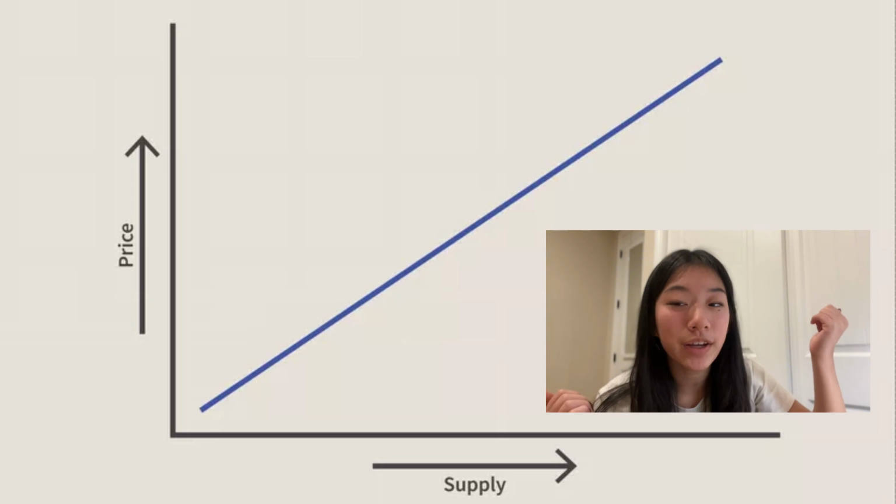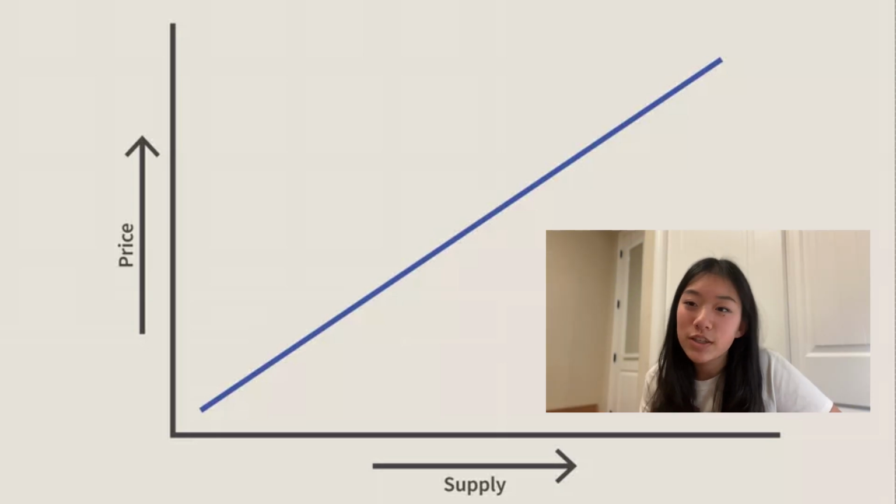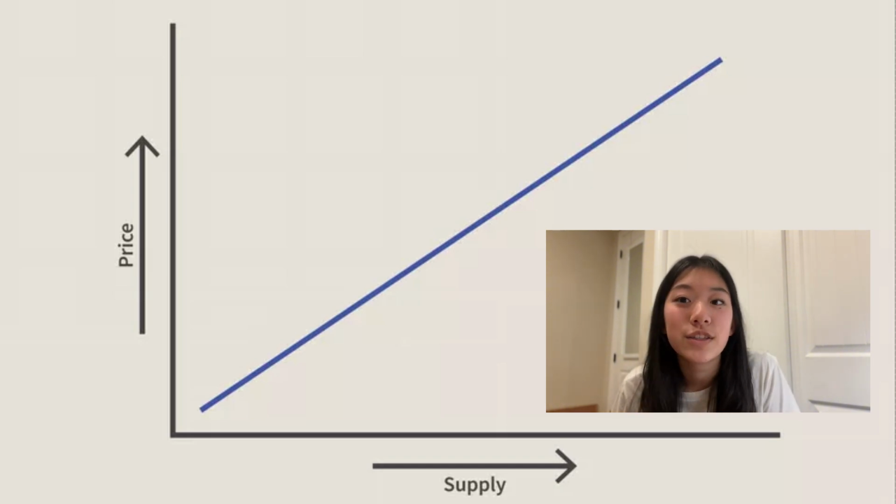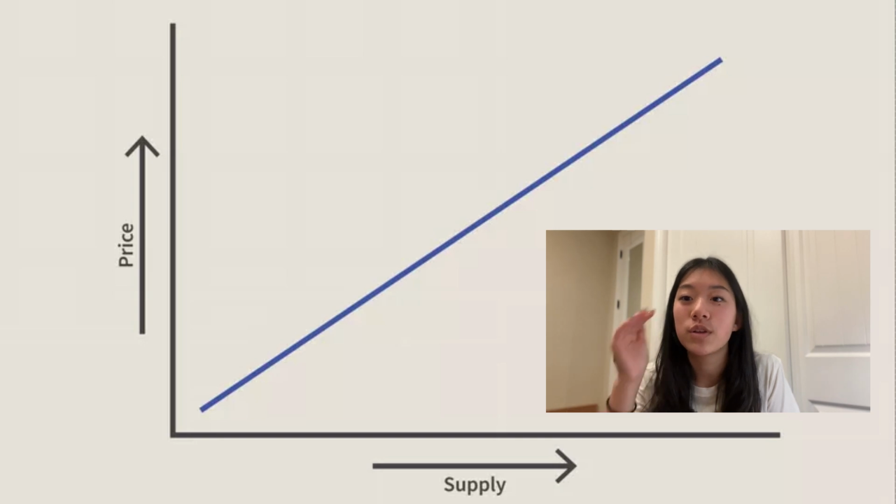Now for the supply curve. When the prices of products increase on the market, perhaps because of inflation, then the producers will try to increase their supply as well. And so they manufacture more products to potentially take their chance at making more profit. And that's why the slope of this graph goes upwards.